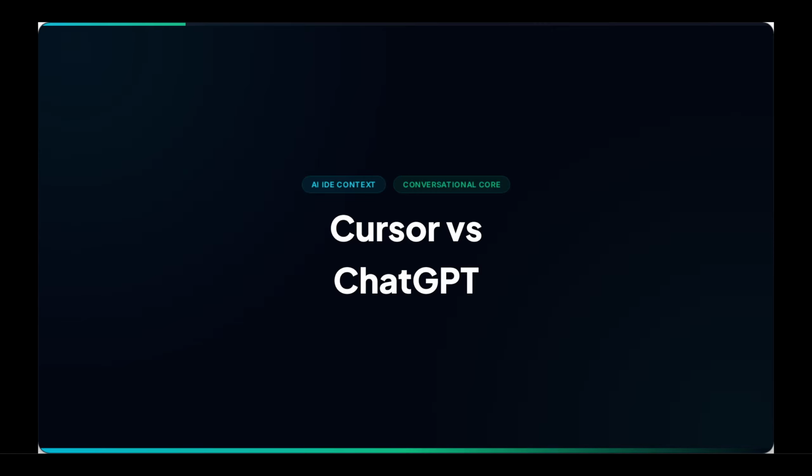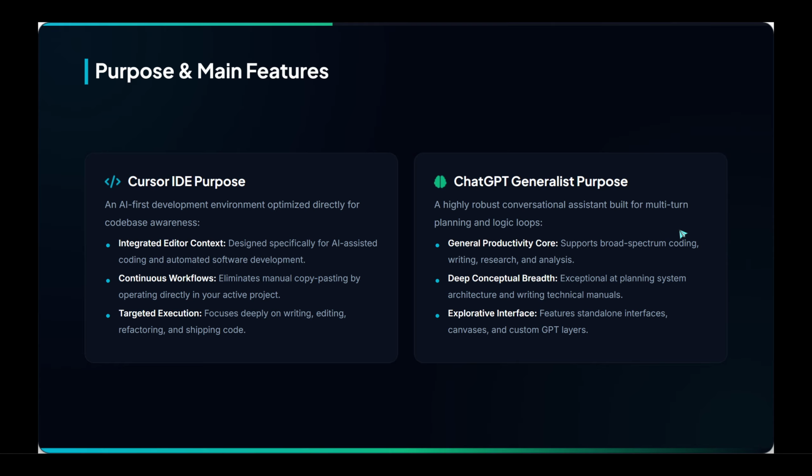Cursor is built specifically for AI-assisted coding and software development. Think of it as an extra pair of hands right inside your coding environment, tuned for implementation details and navigation across a codebase. ChatGPT, on the other hand, is a generalist. It supports coding, yes, but also writing, research, and a wide range of productivity tasks. Both use AI to speed up your workflow. The difference is whether your day centers on code or you need a broader companion for thinking, planning, and creating.